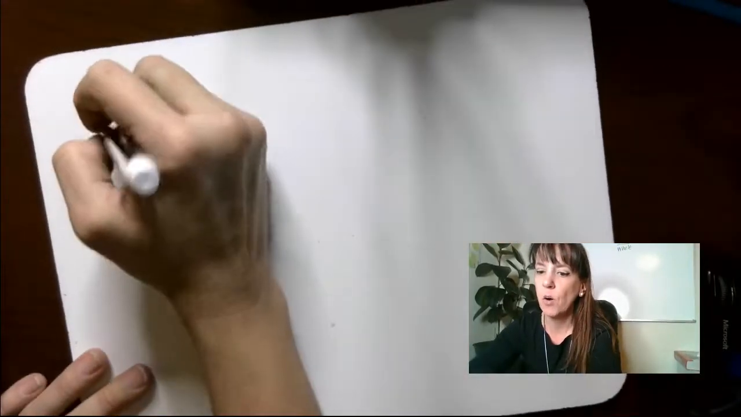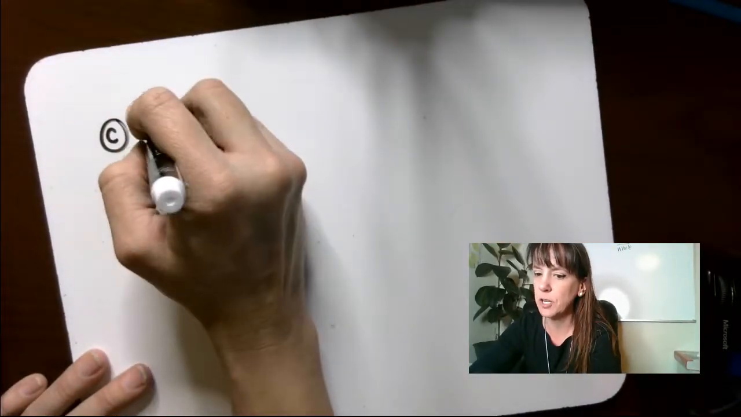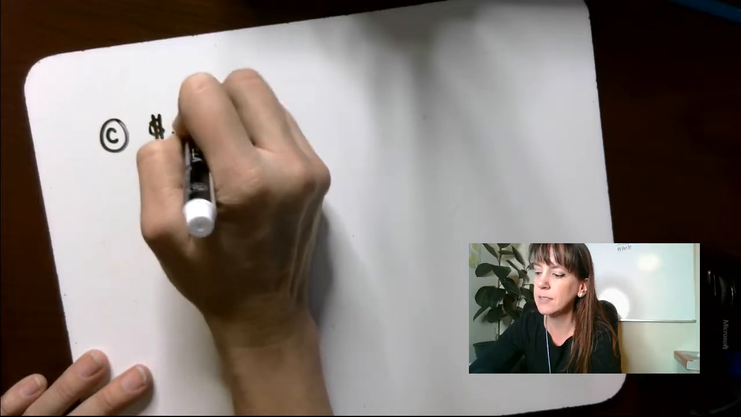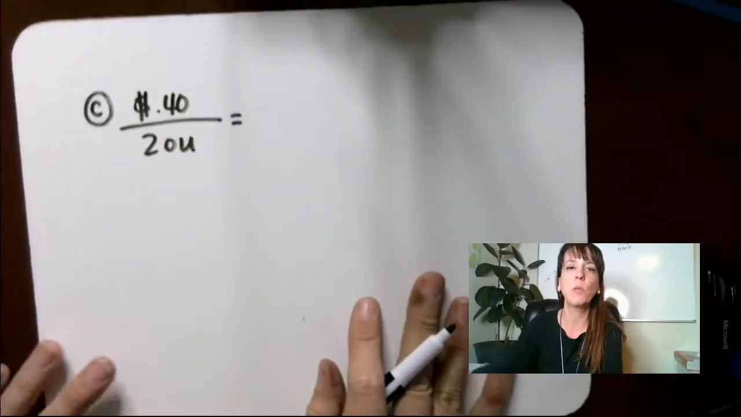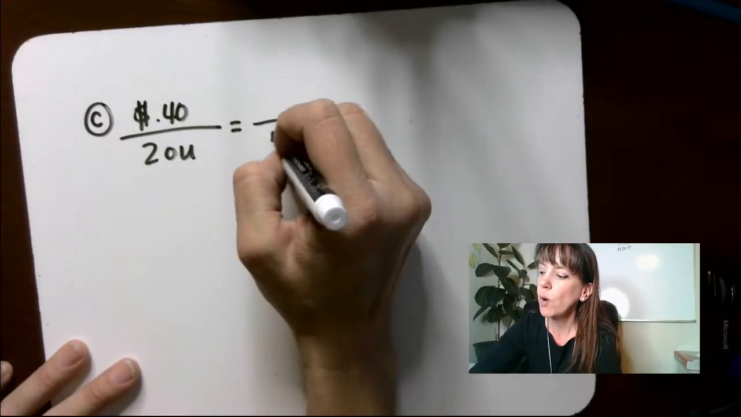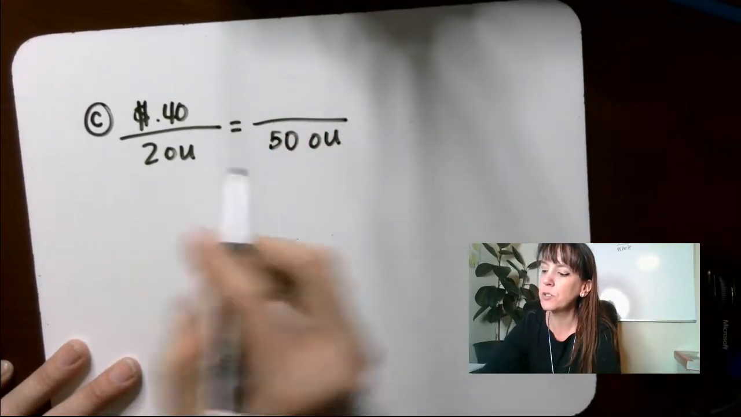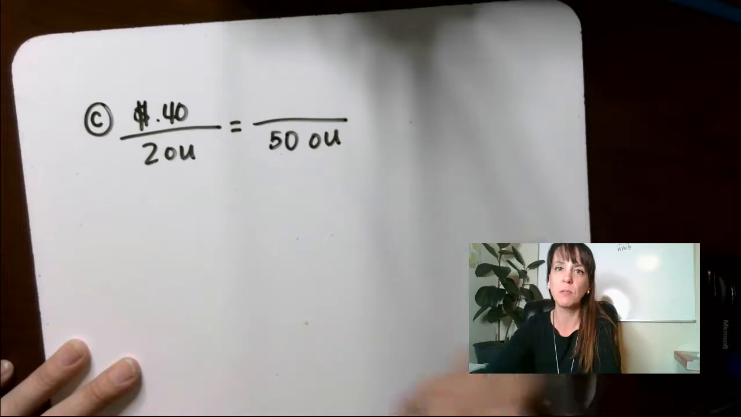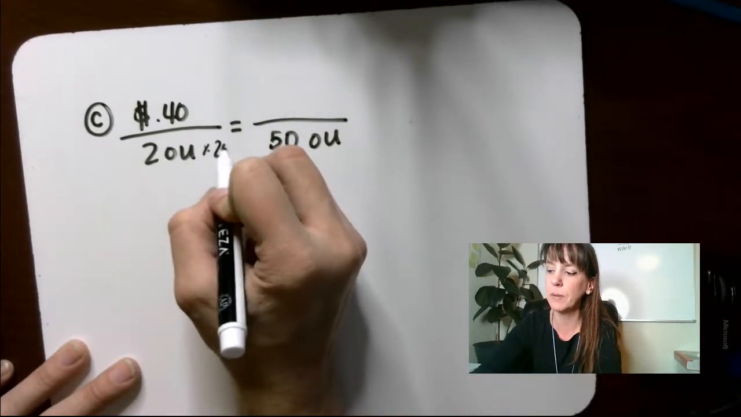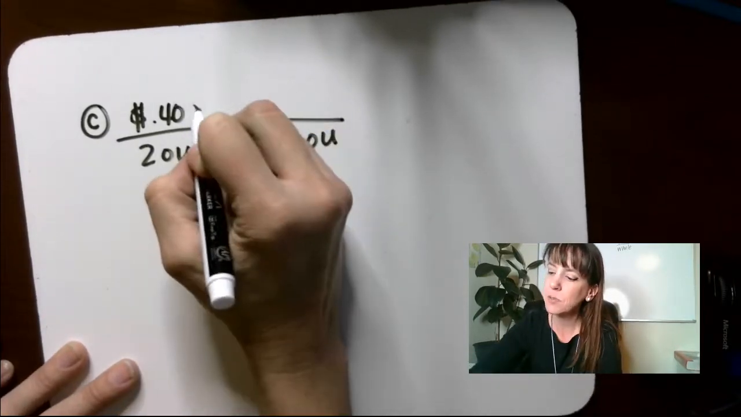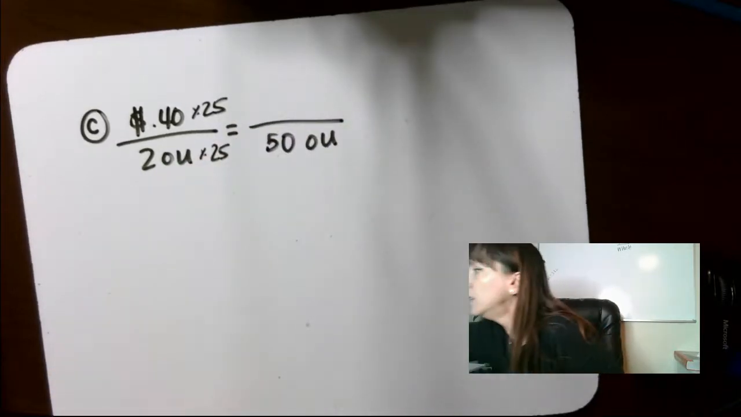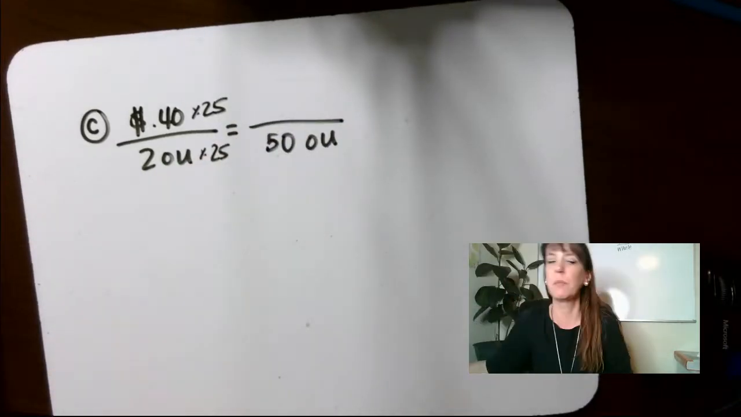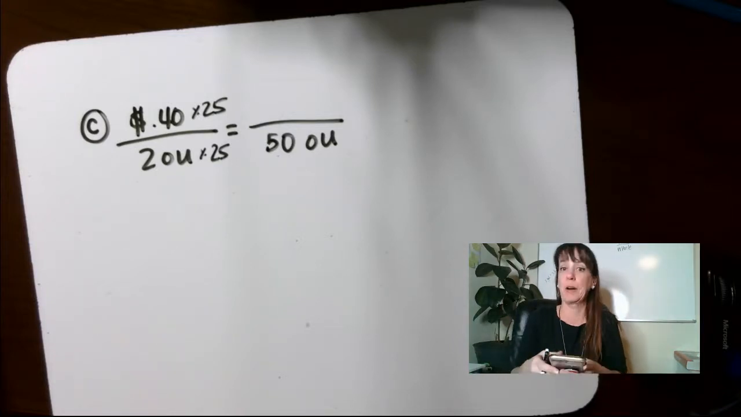For C, what would be the cost of 50 ounces of chestnuts? So this was 40 cents for 2 ounces. C is asking us, what would 50 ounces cost? What do I need to do to go from 2 to 50? Well, if I multiply, think quarters, multiply by 25, right? Let's multiply this guy by 25. You are now allowed to use calculators. So it would help if I had a calculator. I should prepare before I start making videos.